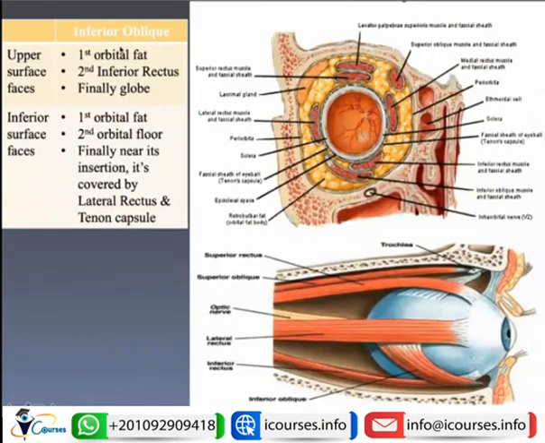And finally, the inferior oblique. So the inferior oblique muscle here, what is facing the upper surface? First will be the orbital fat here, then the inferior rectus muscle, and then the globe. So what is above the inferior oblique? The fat, the inferior rectus muscle, the globe. And what is below the inferior oblique muscle will be the fat, then the orbital floor, and below it the maxillary sinus. And it is covered by the lateral rectus, as we mentioned, and the Tenon capsule, as you can see here. So the insertion of the inferior oblique is enclosed just below the inferior margin of the lateral rectus.